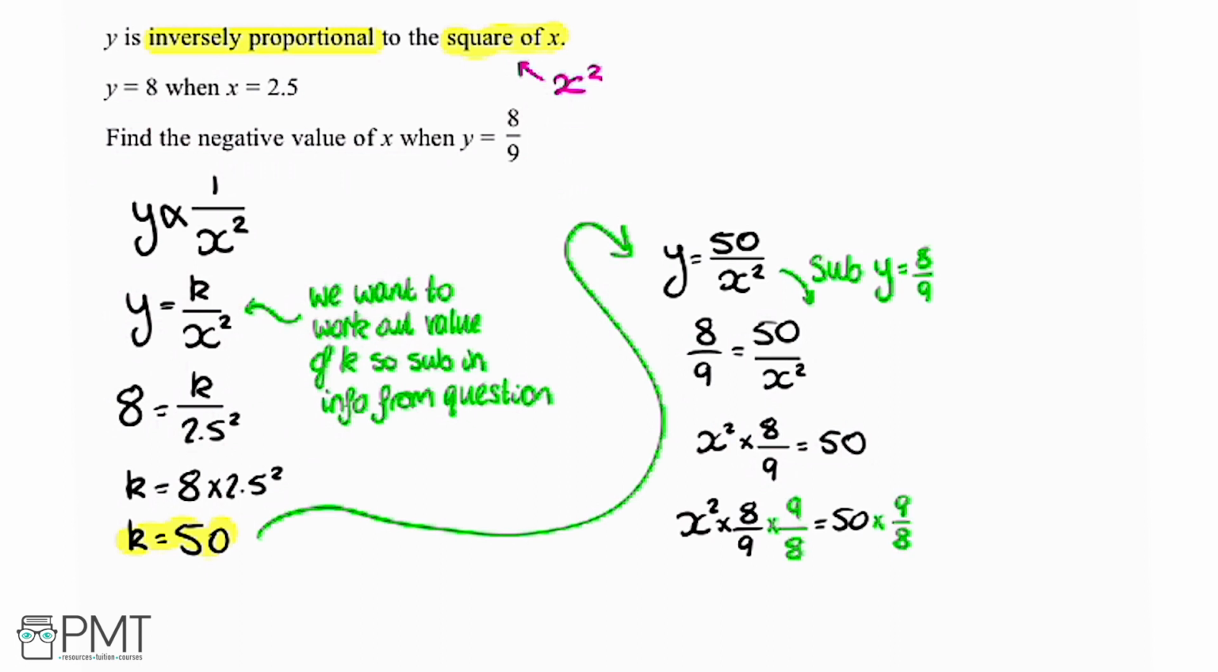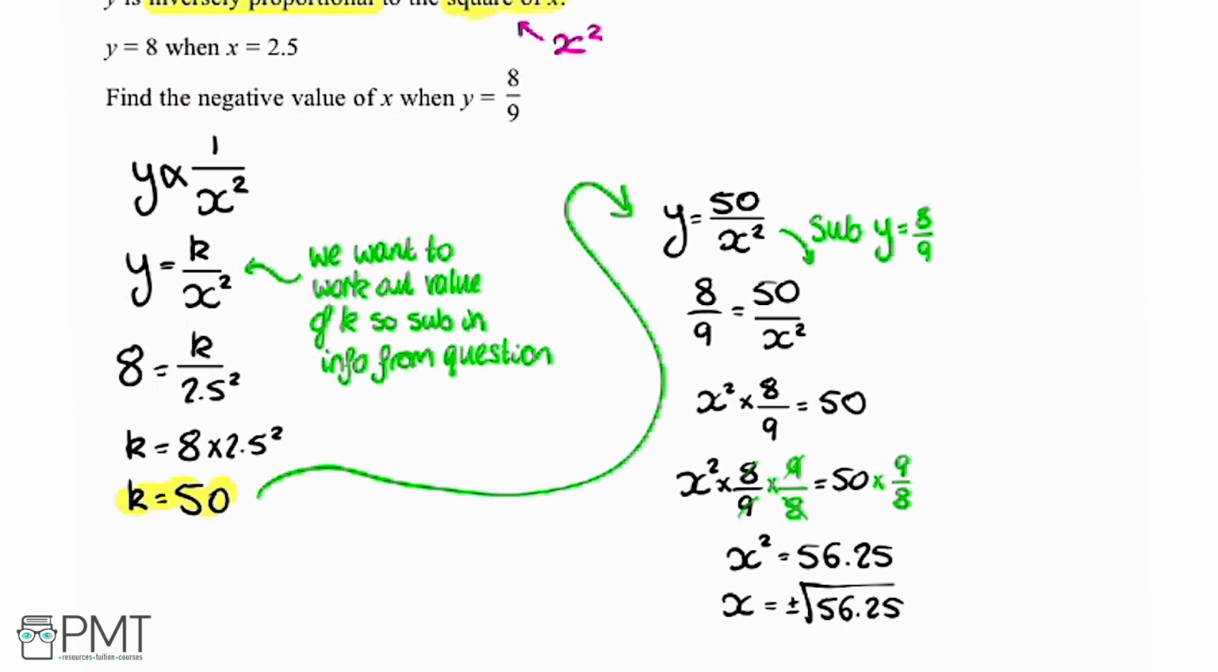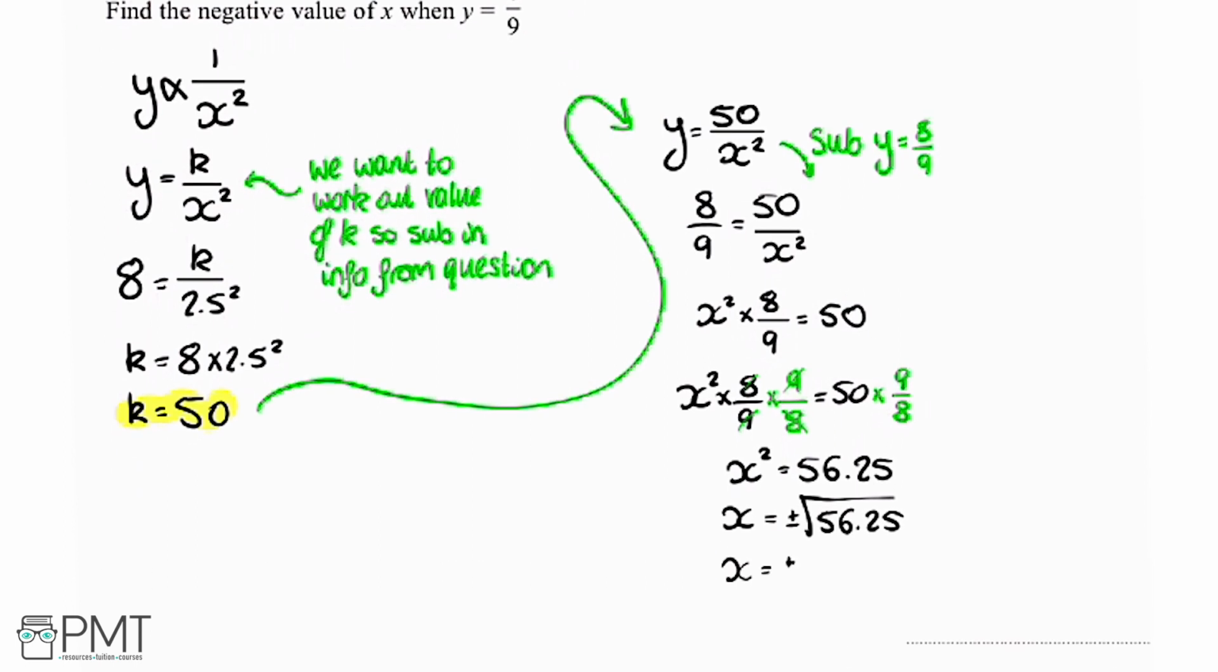Now that's a really good trick, because now this 9 cancels with this 9 and this 8 with this 8, leaving us with x squared is 50 multiplied by 9/8, which is 56.25. Now if I square root x squared, we get plus or minus the square root of 56.25. So x equals plus or minus 7.5. Now since in the question it says we want the negative value, our final answer is minus 7.5.